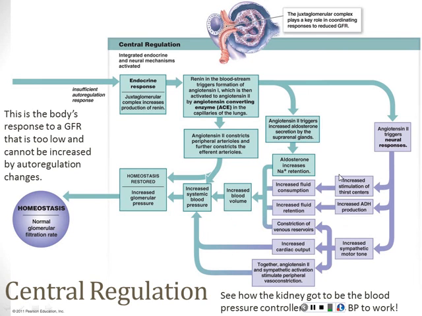So angiotensin 2 is really the hot button. You know, renin doesn't do much except activate angiotensin 1. Angiotensin 1 doesn't do much, but angiotensin 2 does a bunch of things. So once you get to that step, the body's going to be trying to increase the blood pressure until that glomerular filtration rate increases.